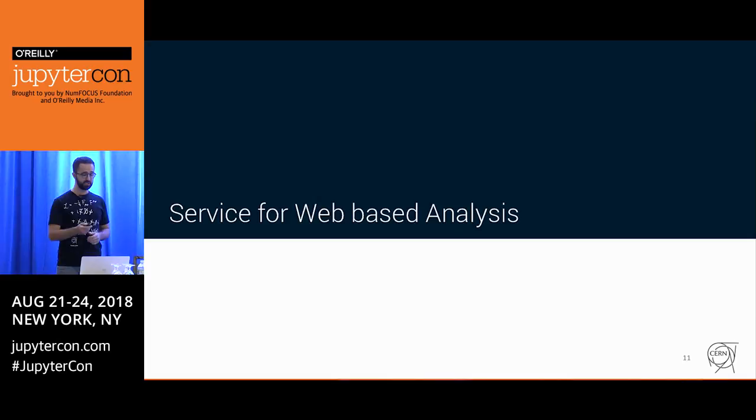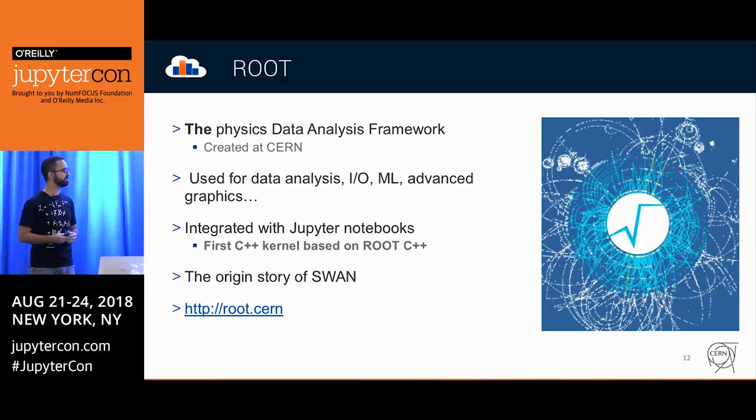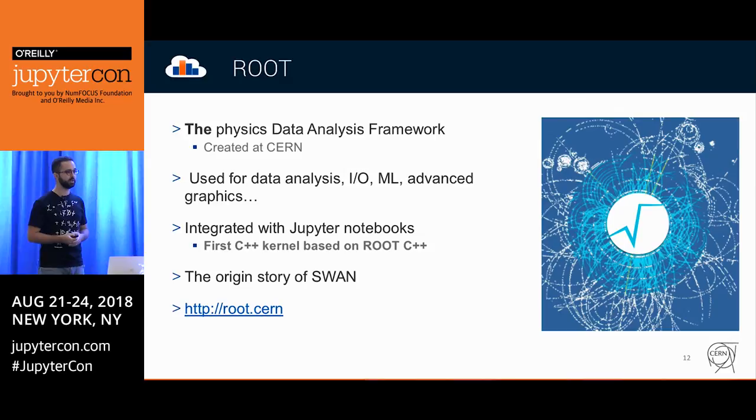And I'd like to present to you now SWAN, but before, I'd like to tell you how it came to be. I already mentioned this name before, and there's a physics data analysis framework at CERN. It was built by us, and it's called ROOT. And this is no normal tool, because this is the tool that is used by all physicists around the world. And it has libraries for whatever you might imagine. It's a very powerful tool, and it's used across all this pipeline of physics research.